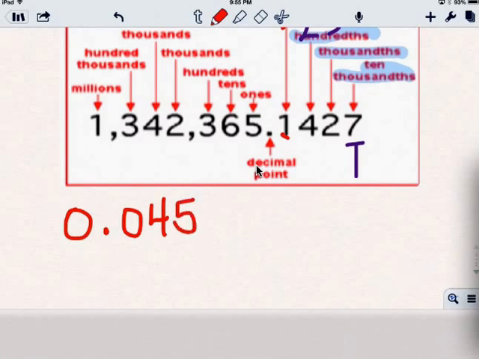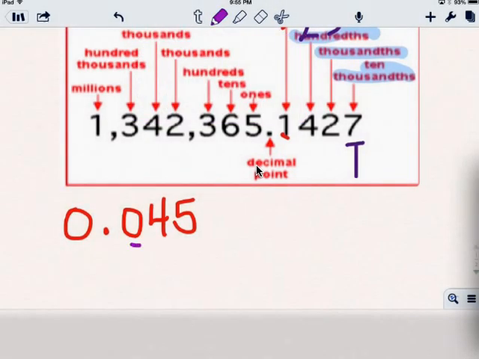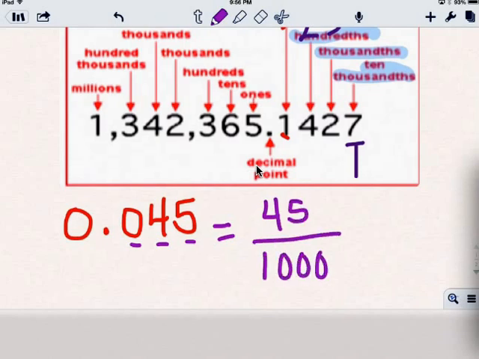Let's try 0.045. Okay? So we read this as 45 thousandths, because we have our tenths, our hundredths, and our thousandths place. So we read this as 45 thousandths. And since we read this as 45 thousandths, we write it as 45, and the thousandths becomes our denominator.